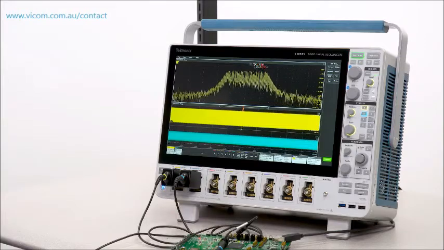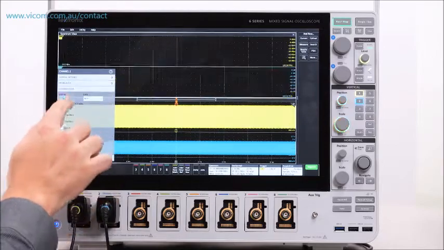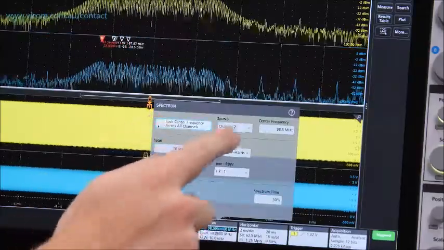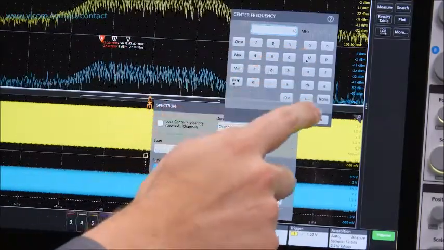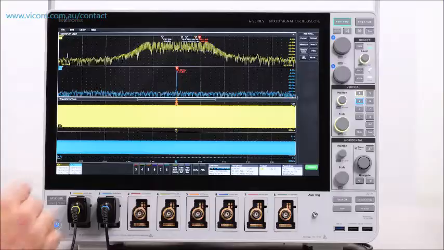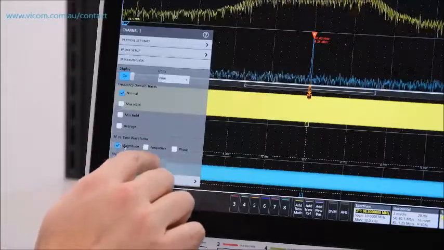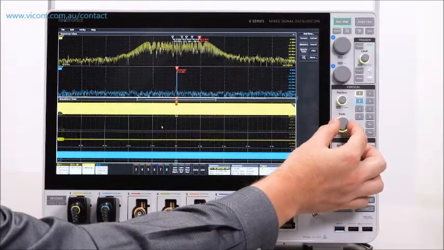Unlike most spectrum analyzers, the 6 Series lets you look at spectrums on more than one channel. This board has a second single frequency clock running at 40 MHz. I can even set different center frequencies. Let's look at the magnitude and the frequency of the spread spectrum clock as they vary over time.